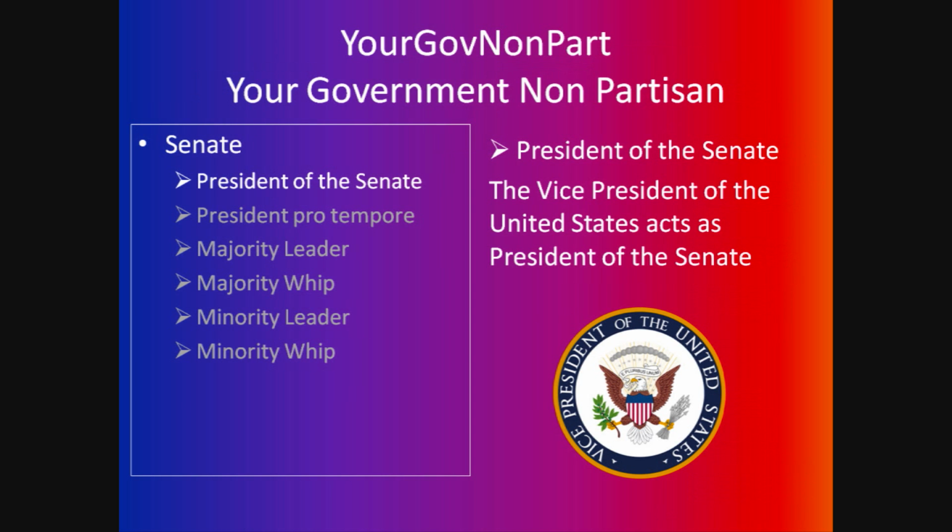Now, the Vice President of the United States is, under the Constitution, the President of the Senate. He doesn't vote like a senator would vote unless there is a tie vote of 50-50, in which case he casts the deciding vote in the Senate.